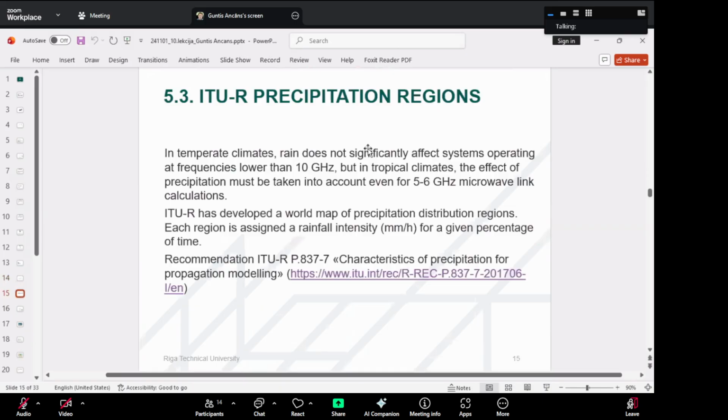So in temperate climate zones, rain does not significantly affect systems operating at frequencies lower than 10 GHz. But in tropical climates, the effect of precipitation must be taken into account even for 5-6 GHz microlink calculations.